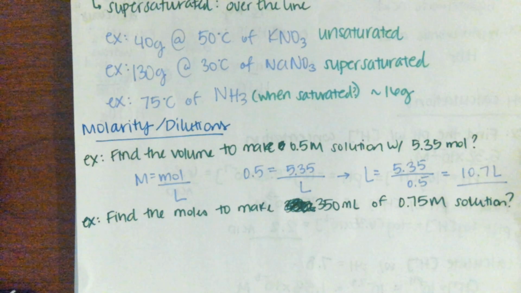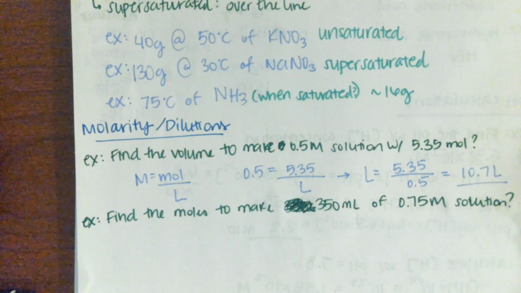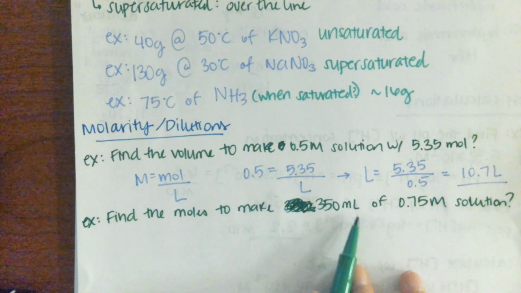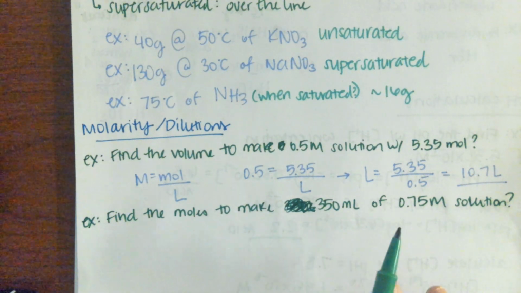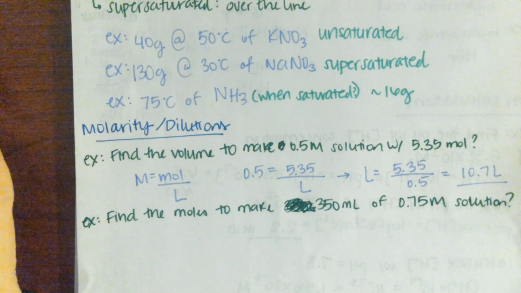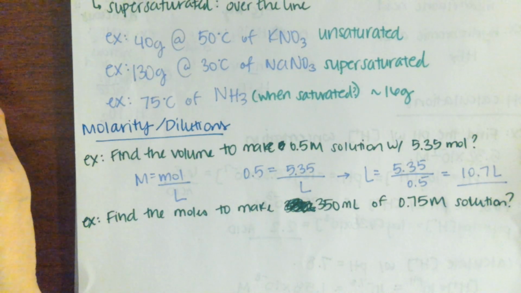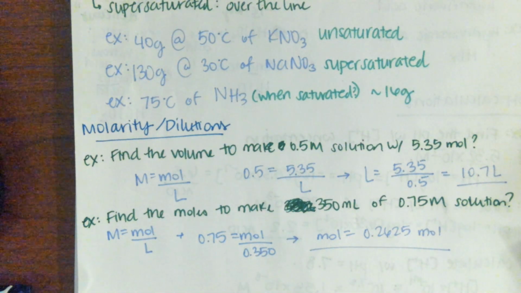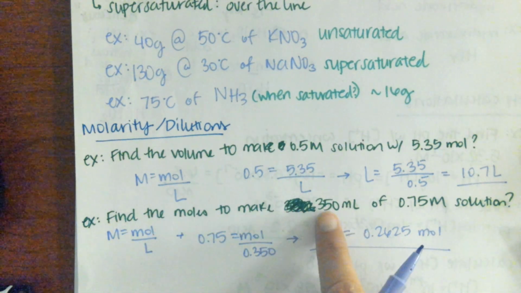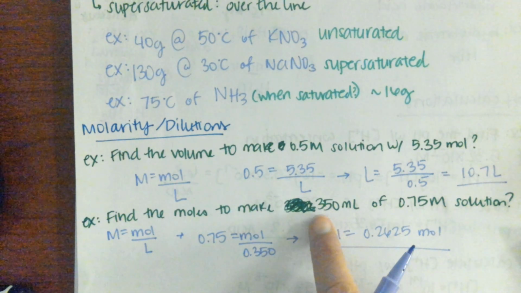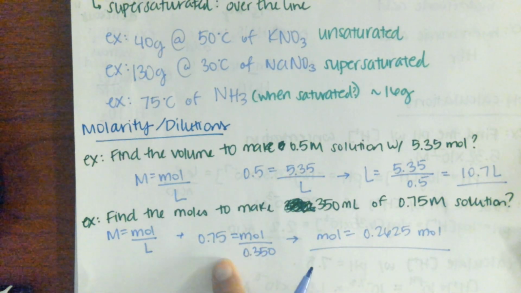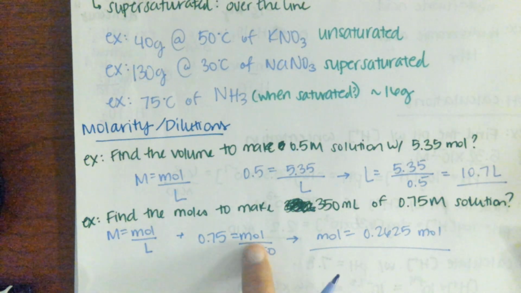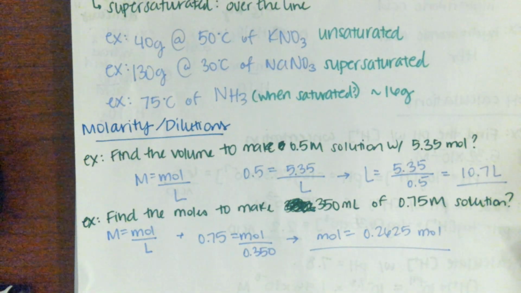Okay, find the moles to make 350 milliliters of 0.75 molar solution. So again, milliliters, you have to change to liters, and then solve for moles. Go ahead and try it out by yourself, and then check your work once you're done. Alright, you should have gotten 0.2625 moles. So again, I changed this to liters, so divide by 1,000, I got 0.35. And then when I substitute, to find moles, you multiply both sides to get your moles. That's pretty much it.